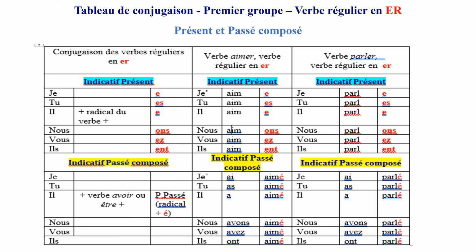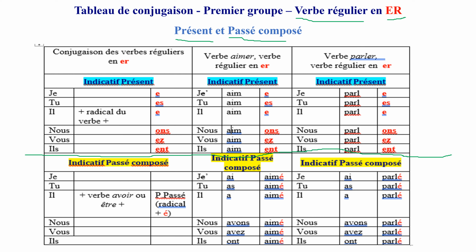I have prepared a table. Tableau de conjugaison, premier groupe. Earlier we said we have 3 groups of verbs in French. The first one, the most common one, is ER, verbe régulier en ER. I've presented the table here into présent et passé composé, and I have split up the table right here. Let me see if I can draw a straight line.